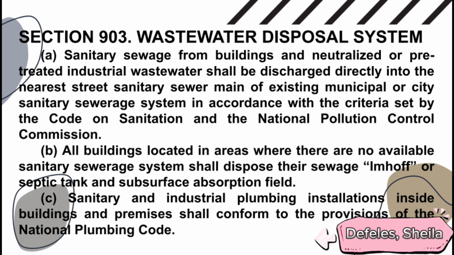Clause C. Sanitary and industrial plumbing installations inside buildings and premises shall conform to the provisions of the National Plumbing Code. So ito, self-explanatory naman na siya. Sinasabi lang na yung sanitary and industrial plumbing nga daw is dapat naka-conform dun sa provision ng National Plumbing Code. So binanggit na kanina yung National Plumbing Code of the Philippines, which is yun nga yung code para sa mga plumbing installations.